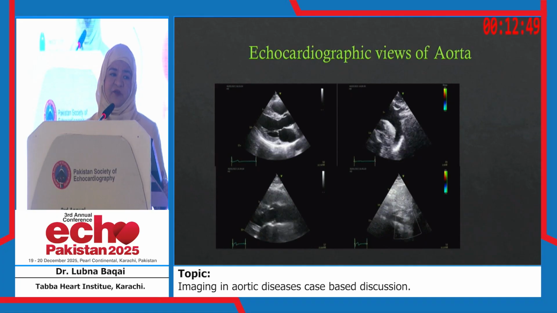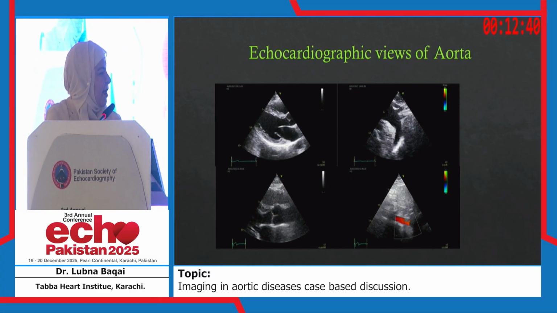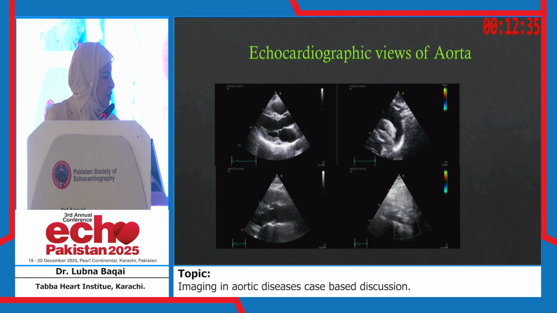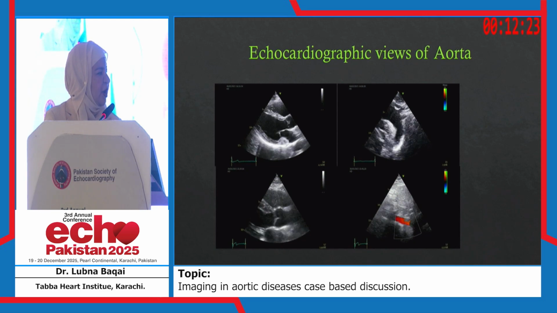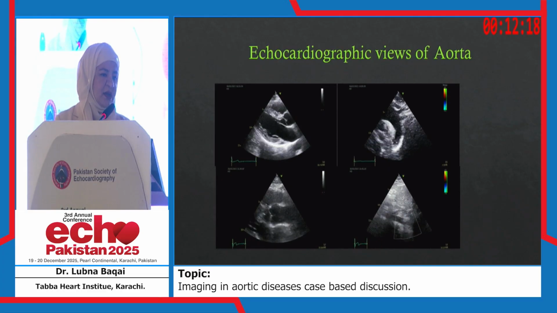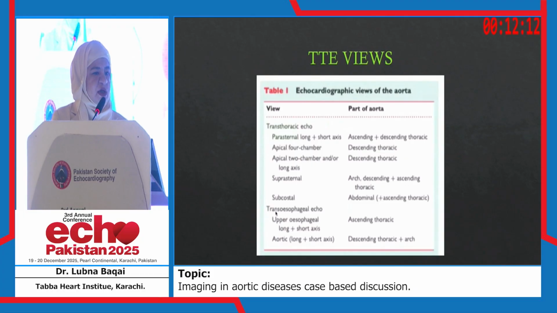Now, which views do you have to take on the transthoracic echocardiography to look at the aorta? First is the parasternal long axis view, but always remember this view is not enough to visualize the aorta. You have to go one space up to see part of the ascending aorta, then the suprasternal view for the arch and descending part of the aorta, and the subcostal view for the abdominal aorta. You can see the upper part of the descending aorta here, but you can miss the distal part of the descending aorta on the transthoracic echocardiography. This is the same slide showing the various views you can use to look at the aorta on the transthoracic echo.